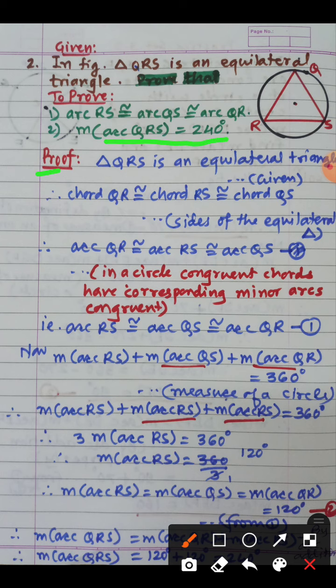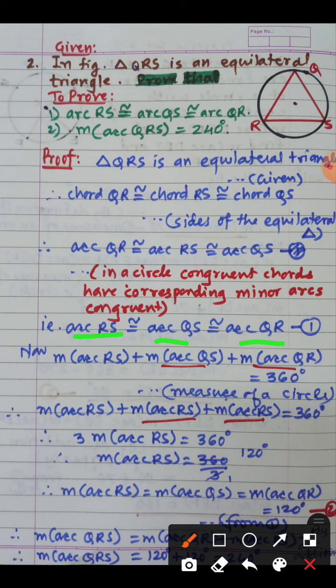So proof. Triangle QRS is an equilateral triangle. Therefore, chord QR is congruent to chord RS, congruent to chord QS, sides of the equilateral triangle. Therefore, their corresponding arcs will be congruent. Therefore, arc QR is congruent to arc RS, congruent to arc QS. In a circle, congruent chords have corresponding minor arcs congruent. Therefore, we will have arc RS is congruent to arc QS is congruent to arc QR. So first one is proved.